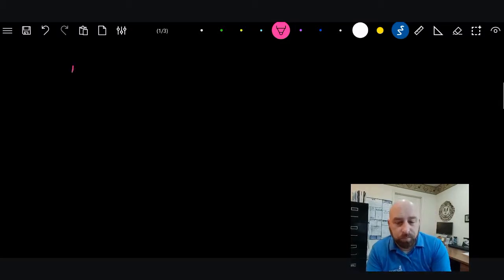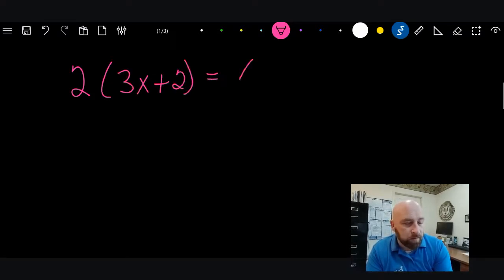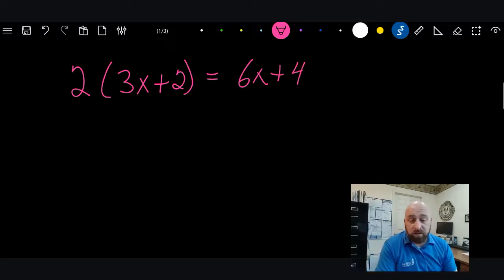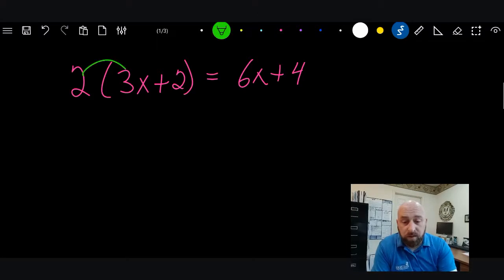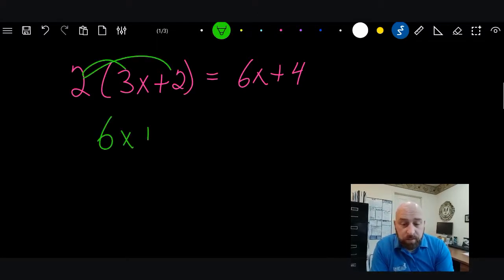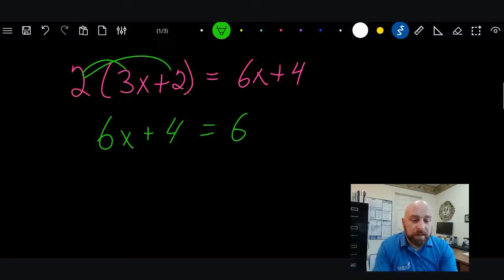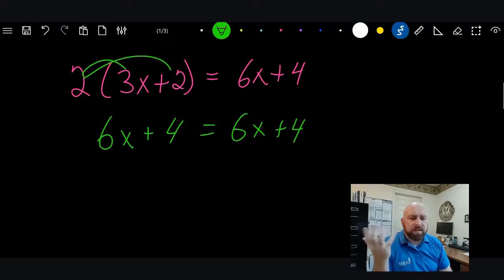Let's try to determine which one this one is. 3x plus 2 equals 6x plus 4. All right, so let's just start solving it. Let's do what we can do. One thing that we can do is go ahead and distribute right here. And so we have 6x plus 4 equals, wait a second, 6x plus 4. That's weird. I've never seen one that looks like this before.